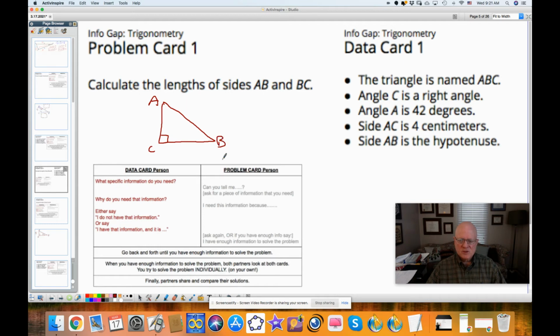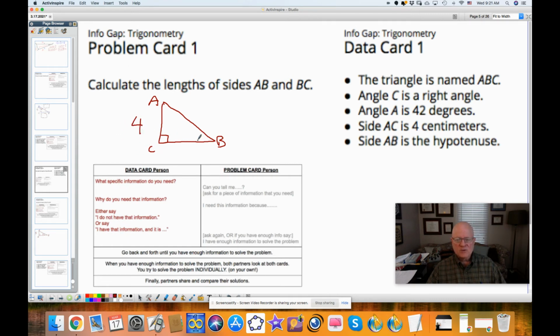What specific information do you need? Can you tell me the length of side AB? Why do you need that information? That's what I'm trying to find. I don't know that information. Well, I'm trying to find this one and this one, so obviously he's not going to have them. What specific information? Can you tell me the length of AC? Why do you need that information? So that I can calculate AB and BC. And I have that information, and it is 4.